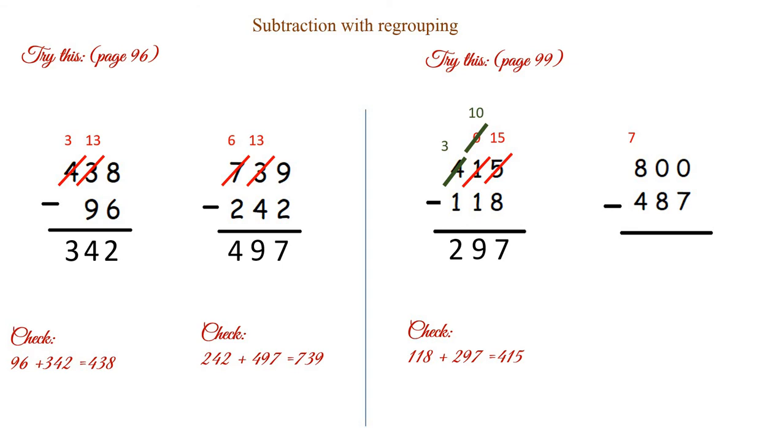Now I have 800 take away 487. Stack them up, write the bigger number on the top and start with the 0. Can I take away 7 out of 0? No. I go to the next door. The next door is not enough. I will go to the next door. It will give me 10. So 10 take away 7 equal 3. 9 take away 8 equal 1. And 7 take away 4 equal 3, which is 300. And to check it, you have to add 487 plus 313, which is the answer. And you will have 800 in all.